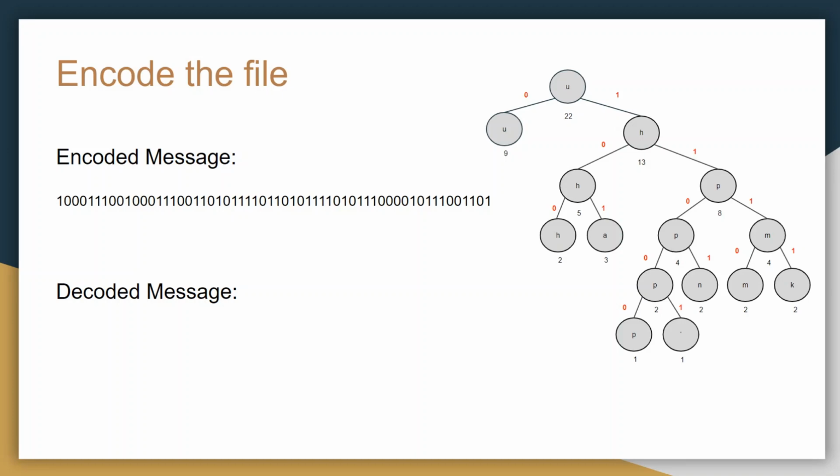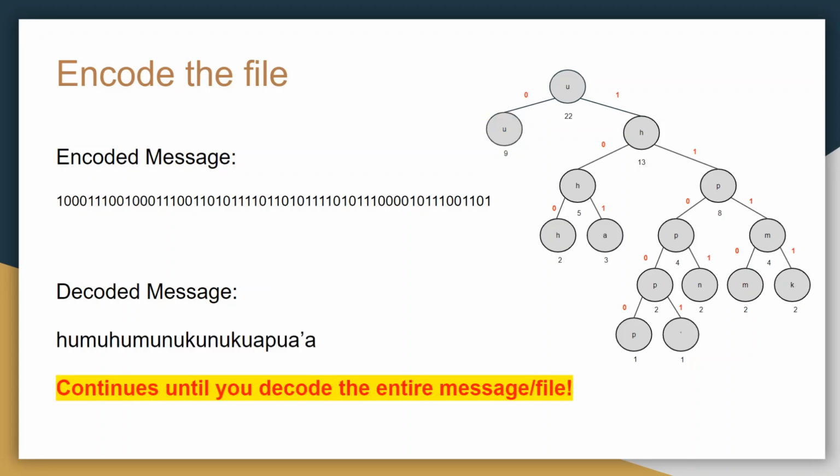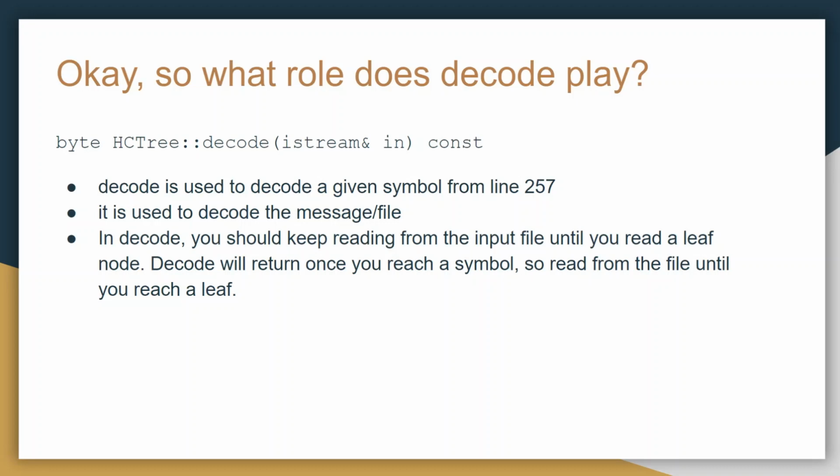So here's an example of coding and decoding the file. This is the encoded message for the word we've been working with. And then as we decode it, you can see that we're walking through step by step, and we're able to get these. This will just continue until you've decoded the entire message. There's multiple ways of implementing this, but you will use decode.